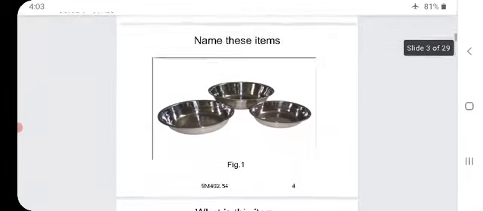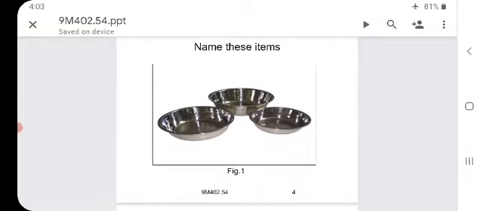See the items which I am going to show you. Name these items on the screen. You are seeing three balls. How have they been made? Can you guess? These balls are made with the help of a process called press. Press means nothing but applying force.